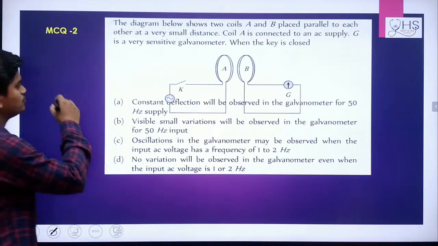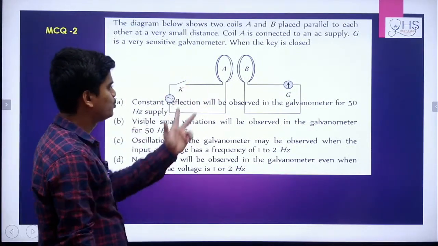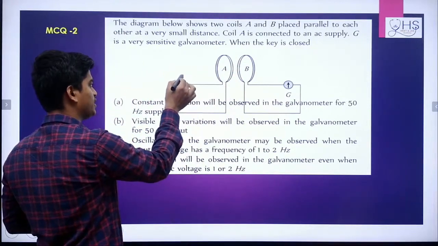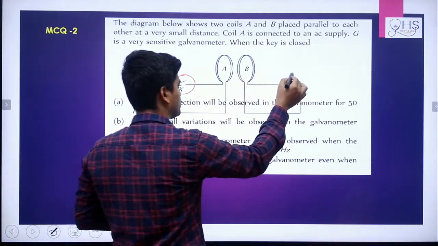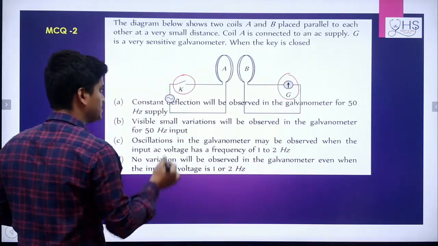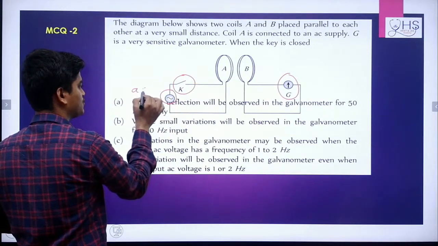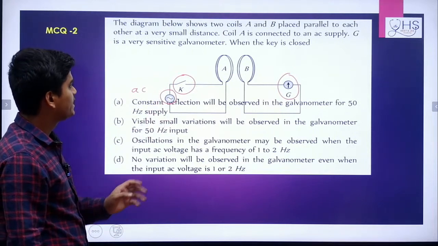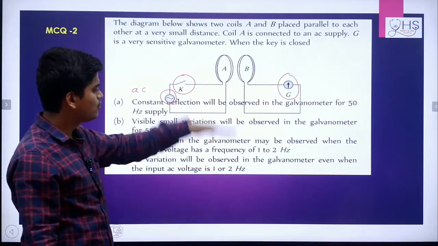Now see MCQ 2. Here one diagram is given. There are two coils, A and B. Coil A is connected with a switch K and also with an AC source, an alternating current source, and coil B is connected with a galvanometer G. So what will happen if the key is closed?